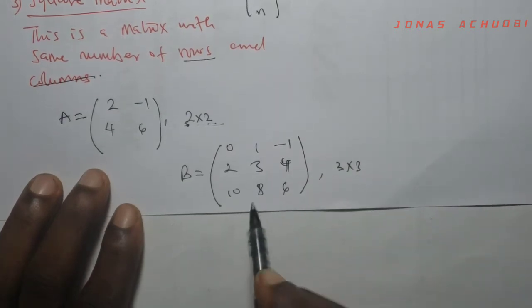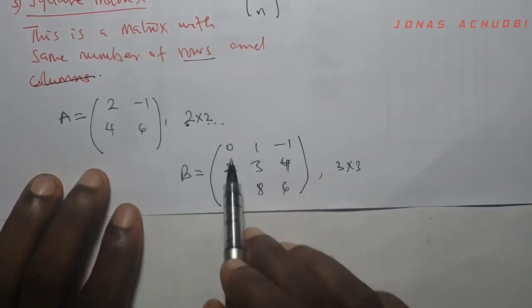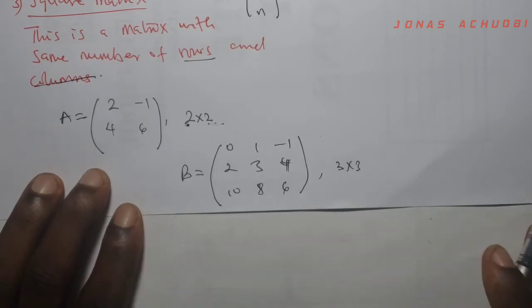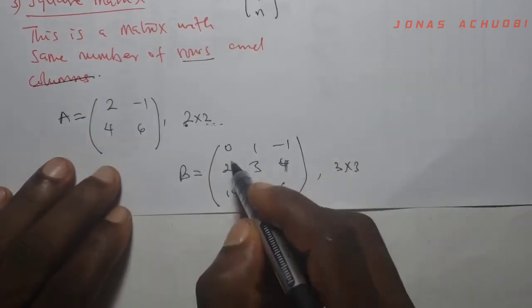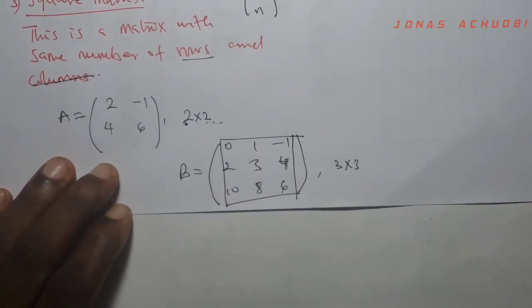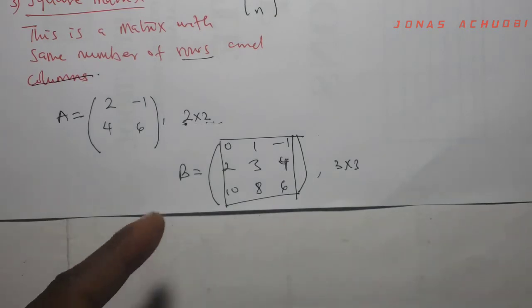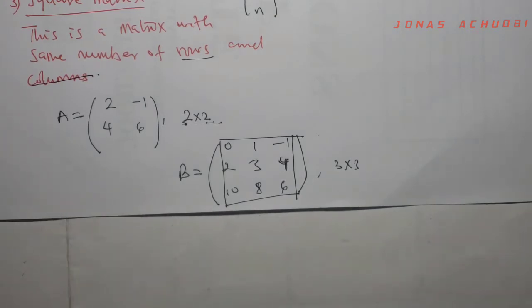Order 3. Since it has 3 rows, 1, 2, 3, and equally 3 columns, 1, 2, 3. That's a square matrix because it forms a square. So that is a square matrix of order 3. And of course, in the theory of matrices, square matrices are one of the most important types of matrices we shall be dealing with.